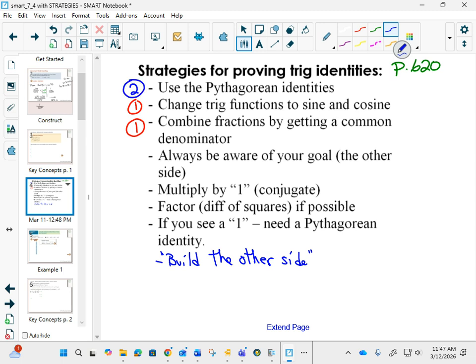Then the second thing we learned today was the Pythagorean identities. Sine squared theta plus cos squared theta is 1. Tan squared theta plus 1 is secant squared theta. And that's also connected to this one, number 2. And then number 3, these are our advanced strategies. Build the other side and multiply by the conjugate, or factoring. You are going to use those ones when other strategies don't seem to work.